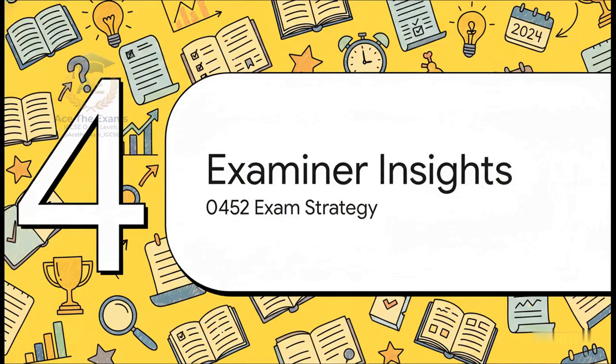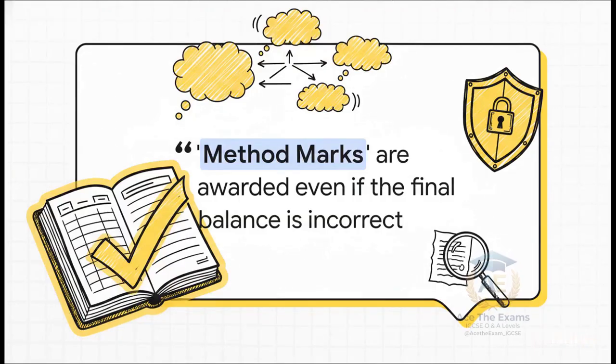Finally, Part 4, Essential Examiner Insights. Let's lock in our 0452 exam strategy. This is straight from the examiner board. Quote, method marks are awarded even if the final balance is incorrect, provided the logical flow is visible. Let that sink in for a second. Your workings are an absolute lifeline. They're basically your insurance policy for your final grade.